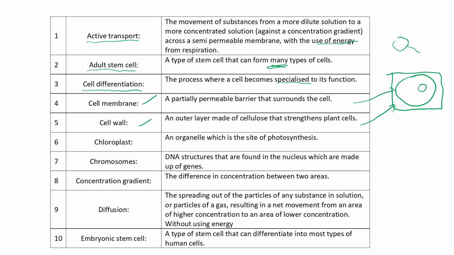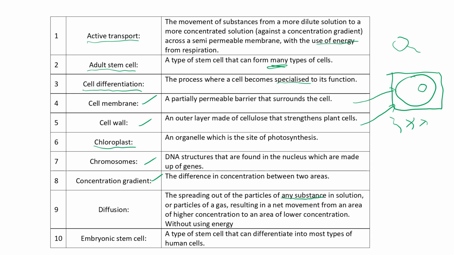An organelle which is the site of photosynthesis. Okay, so within there somewhere there'll be chloroplasts, which is where photosynthesis happens. DNA structures that are found in the nucleus, right? Often they're drawn as kind of crosses, even though normally what they are is just like a strand. Chromosomes.